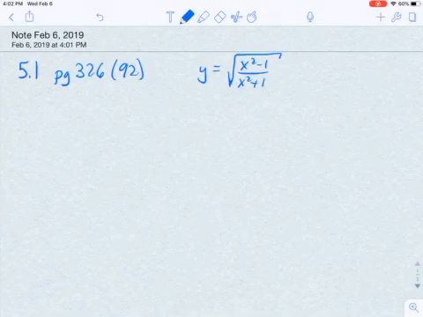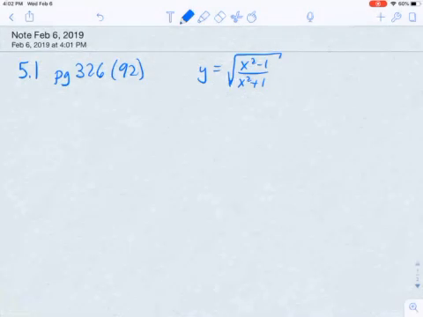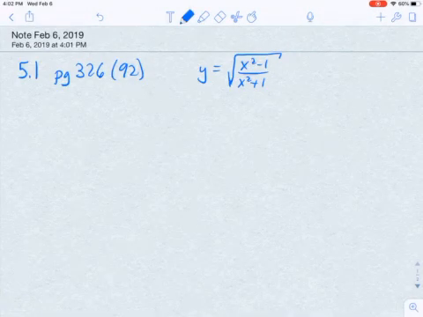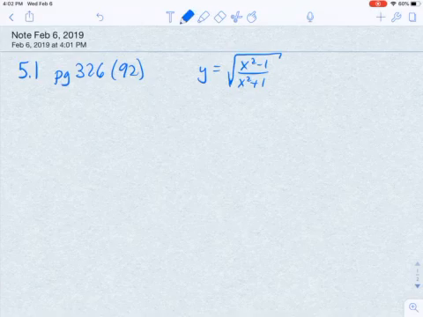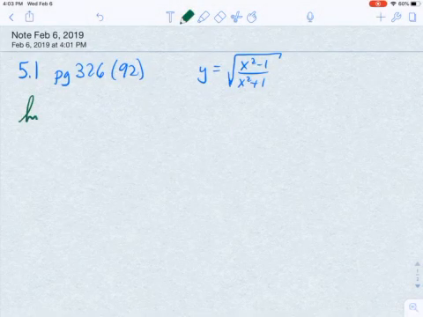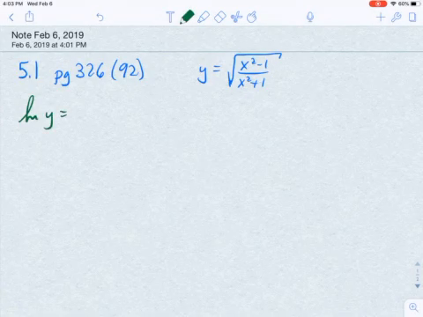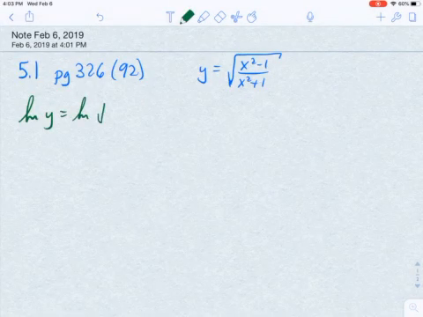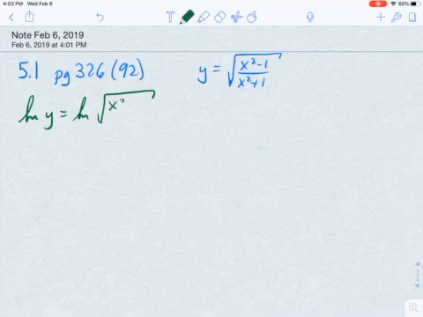Welcome back to Calculus. I'm working a problem from section 5.1. This is a logarithmic differentiation problem, so the reason we do this is because I want to take the derivative of this function, but it's difficult to take it in its current form. So this is just telling us that you do have the option of taking the natural log of both sides. And when I do that, it's going to be a little bit easier to take the derivative.